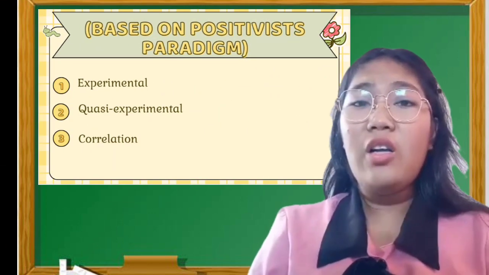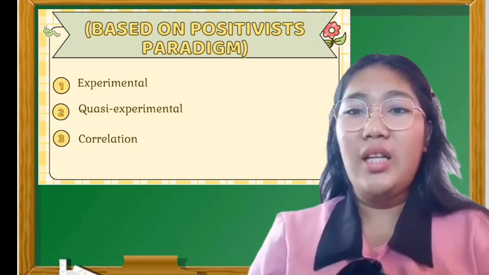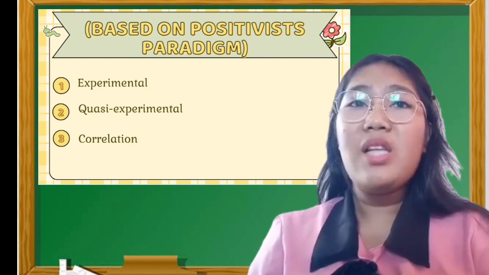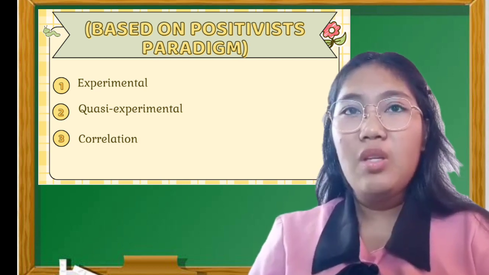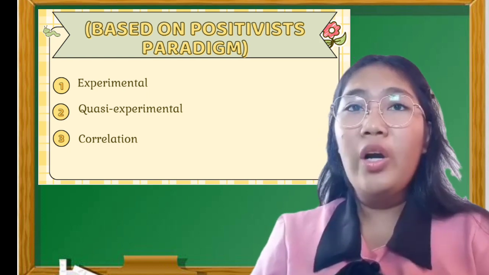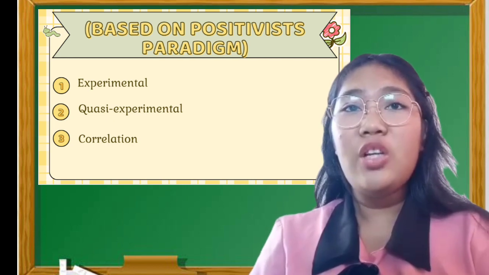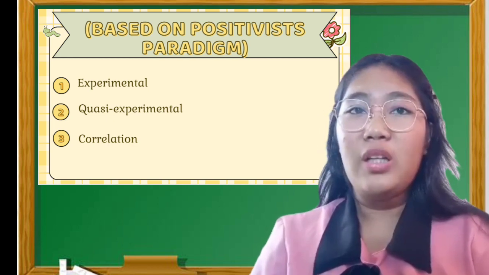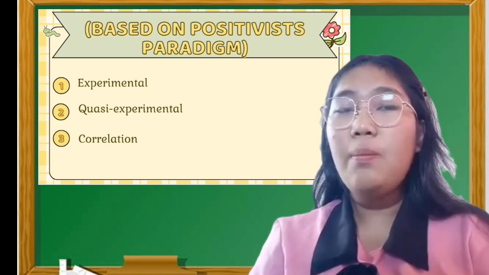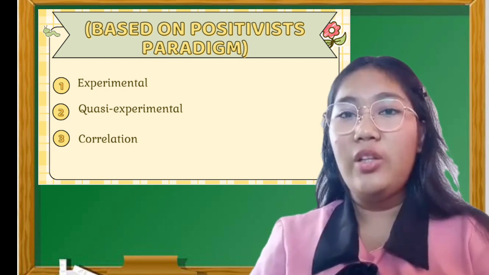Based on the positivist paradigm, first is experimental. Within the positivist paradigm, experiments are the gold standard. They aim to create a controlled environment to examine causal effects on educational phenomena. These allow for objective measures and testing of hypotheses to build generalized knowledge about teaching and learning.